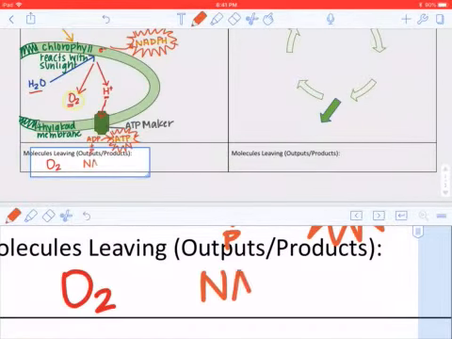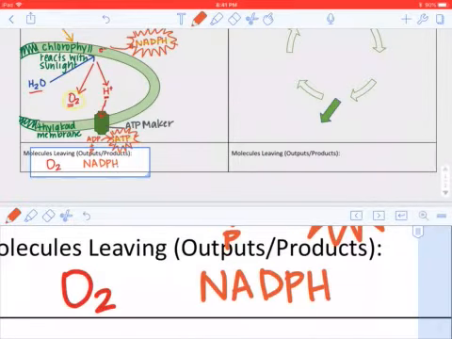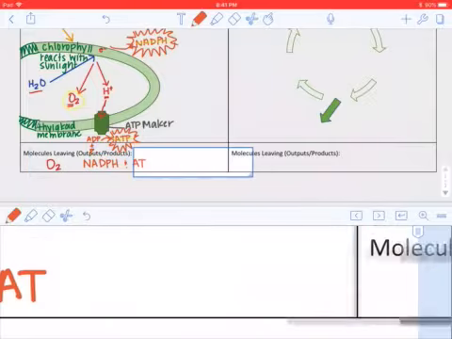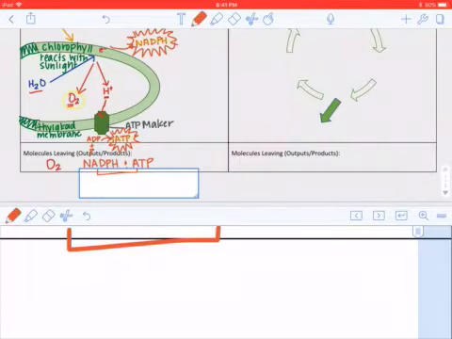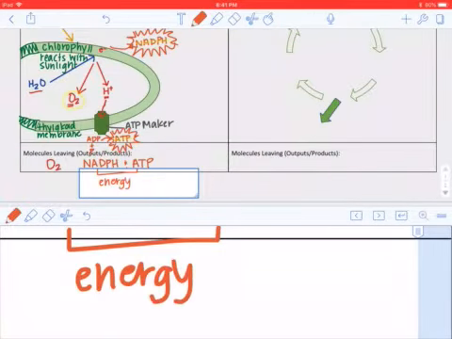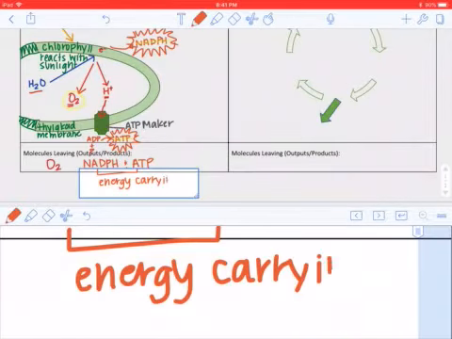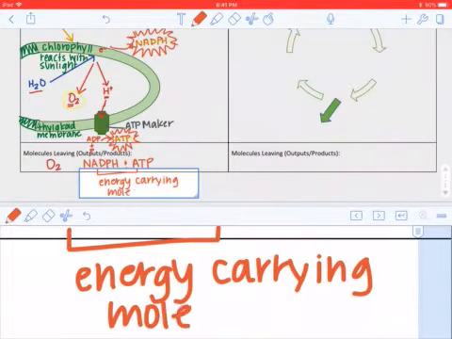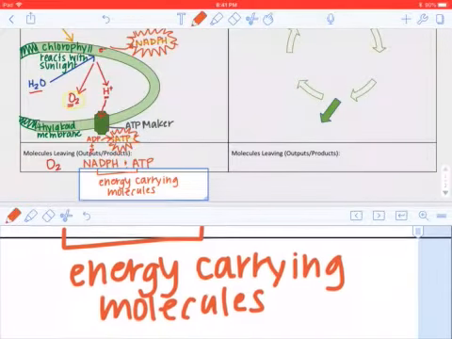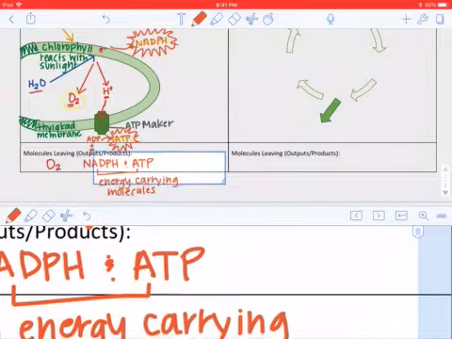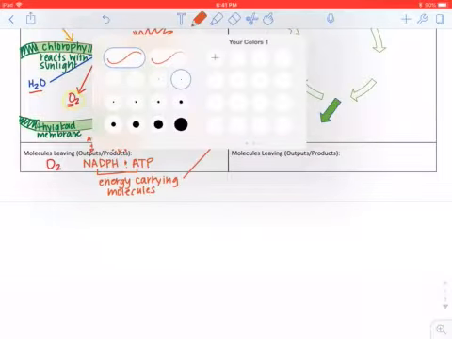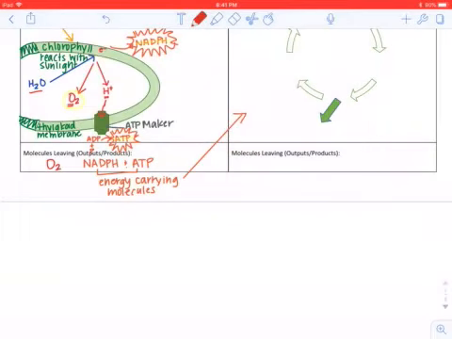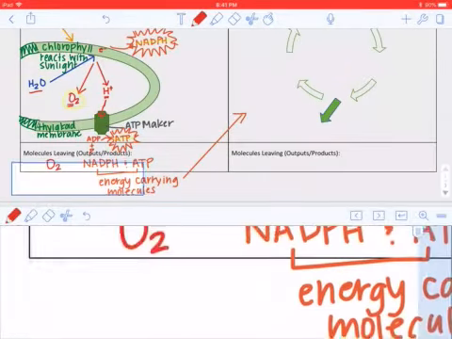NADPH and ATP. Both of those are simply energy-carrying molecules. And these energy-carrying molecules are going to end up getting used in step number 2. So we'll talk about that in a second. As I said, our oxygen, it's a waste product for the cell. And as a waste product of the cell, it's just going to end up leaving.